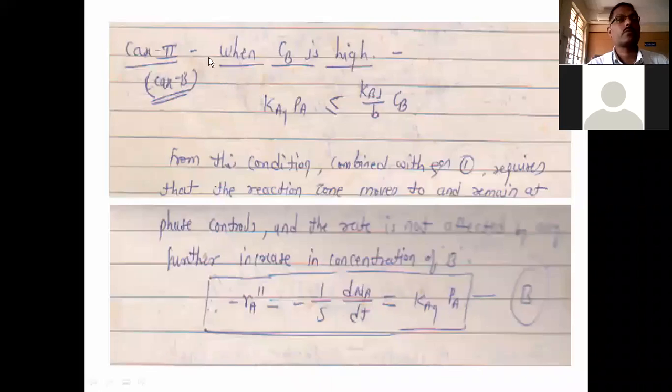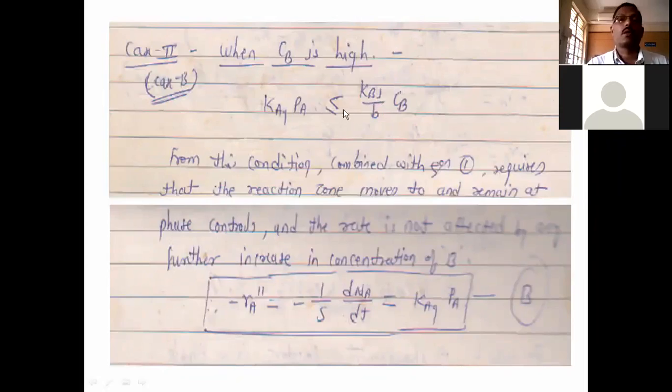For case B, what do we write when Cb is high? That is case B, instantaneous reaction with high Cb. Then Kag into Pa is less than or equal to Kbl upon B into Cb. This condition is very important. What is the condition? Kag into Pa is the mass transfer coefficient term, meaning the rate in the gas film is less than or equal to the rate in the liquid film.